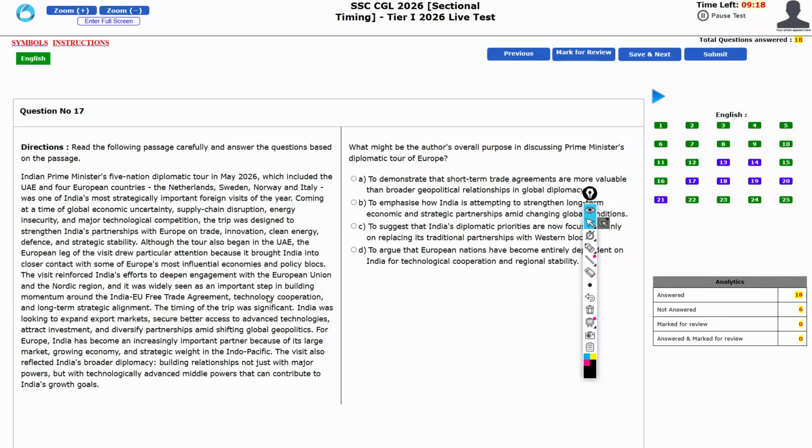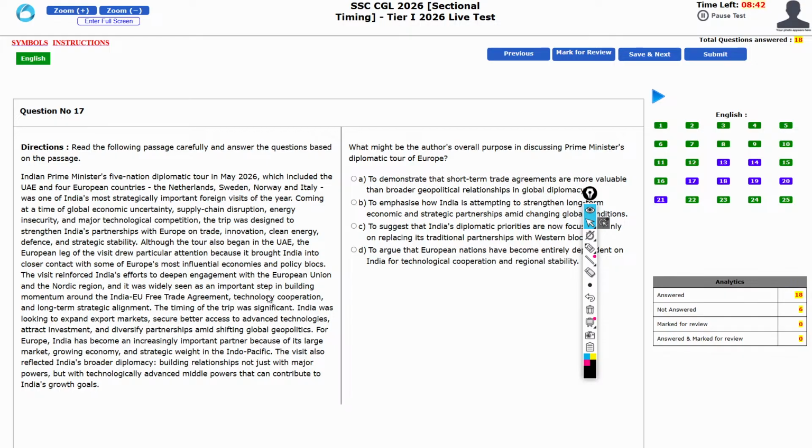The visit reinforced India's efforts to deepen engagement with the European Union and Nordic region, and it was widely seen as an important step in building momentum around the India EU free trade agreement, technology cooperation, and long-term strategic alignment. The timing of the trip was significant. India was looking to expand export markets, secure better access to advanced technologies, attract investment, and diversify partnerships amid shifting global geopolitics. For Europe, India has become an increasingly important partner because of its large market, growing economy, and strategic weight in the Indo-Pacific. The visit also reflected India's broader diplomacy, building relationships not just with major powers but with technologically advanced middle powers that can contribute to India's growth goals.